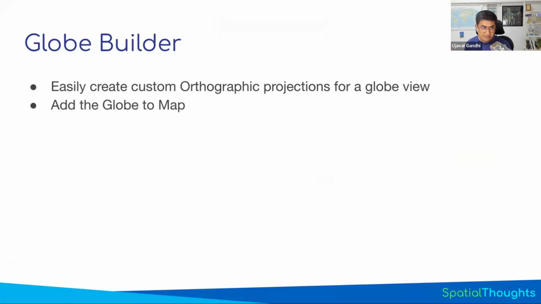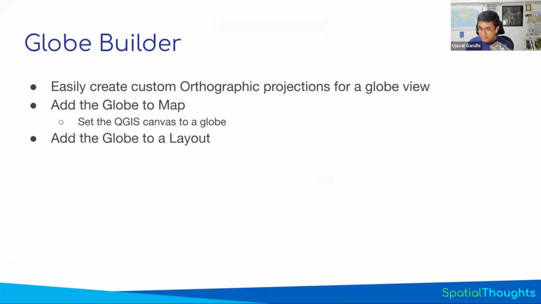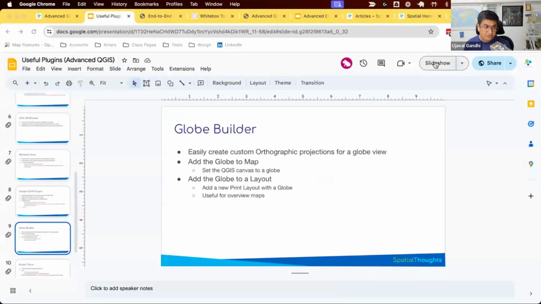There are two options. You can say add globe to map. That means your canvas will turn into a globe. It'll just set your project CRS to be a custom CRS, and it'll look like a globe. Or you can add a globe to a layout. That means you can use that as a locator map. You might have seen some maps where you have a map and a small globe map, saying this is the region on the globe which you're looking at. If you want that kind of locator map, you can use this. Let's just see how to do this.